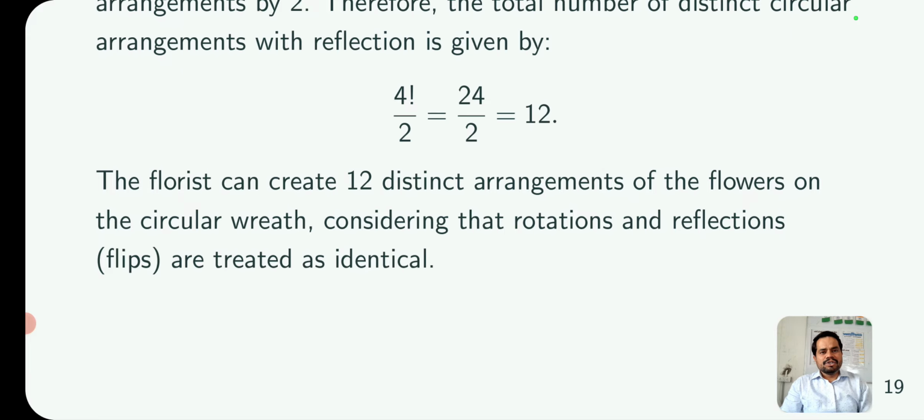Yes. So in this lecture, we have learned what is meant by a circular permutation. After that, we have discussed the 2 cases of circular permutation. One is the permutation without reflection, and another is the permutation with reflection. And also we have solved, I think, 3 to 4 examples here on circular permutations.